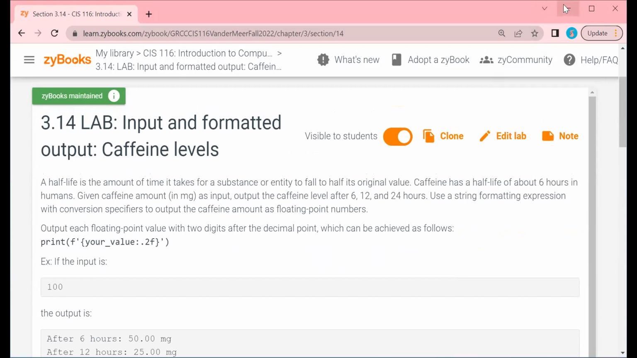Okay, this is caffeine levels. I think this is confusing in understanding the formulas that they're asking us to do. Whoops. Putting up my window. Is my window?